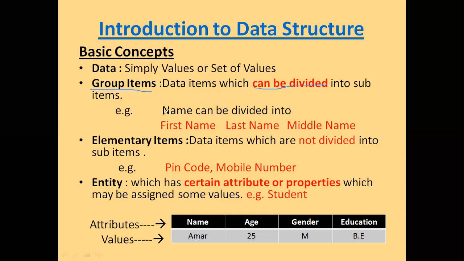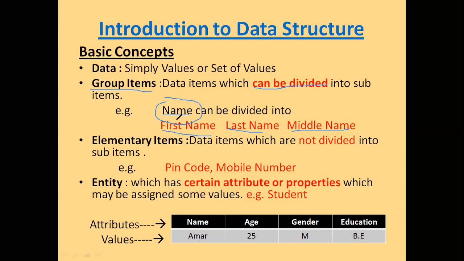Just like I've taken one example of name. See, in name you must have three fields: your first name, your middle name, and your last name. So first name, middle name, and last name. So here your one group item is divided into three individual items. Now first name you cannot divide it further. Last name you cannot divide it further. Middle name you cannot divide it further. But name you can divide into three fields or three parts.